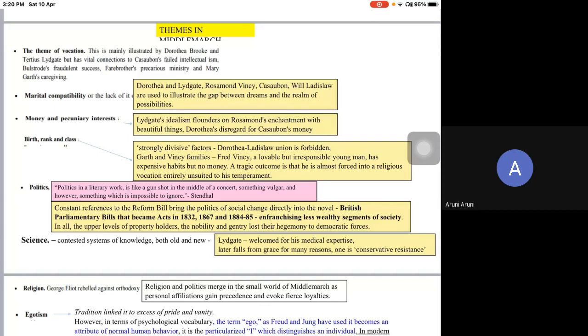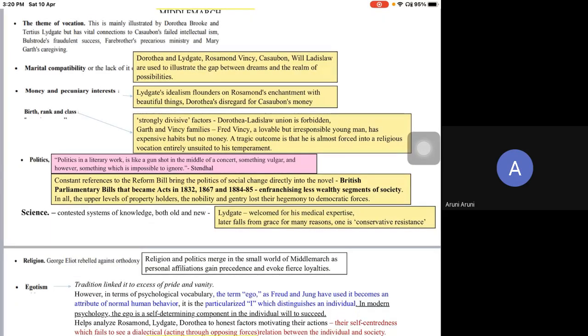Then the theme of birth, rank and class. They were strongly divisive factors. The Dorothea Ladislaw union is forbidden. Then the Garth and Vincy families. Fred Vincy, a lovable but irresponsible young man, has expensive habits but no money. A tragic outcome is that he's almost forced into a religious vocation entirely unsuited to his temperament.